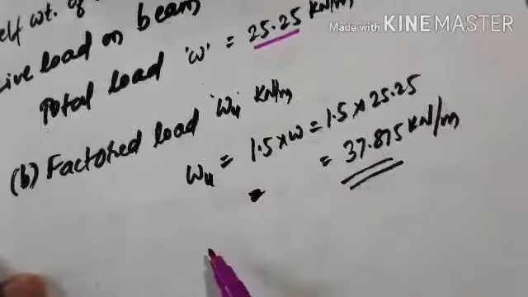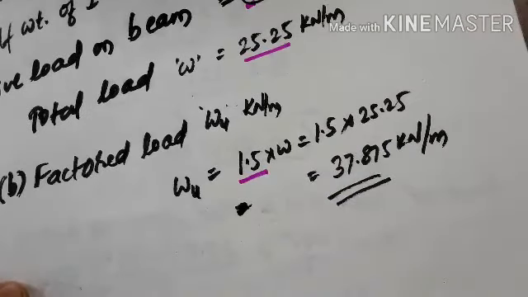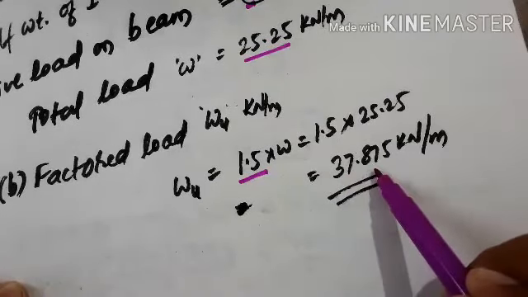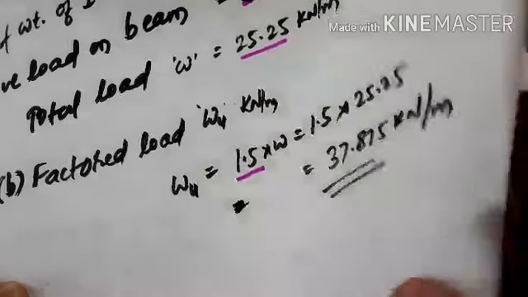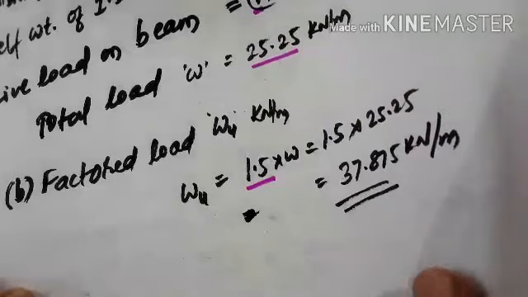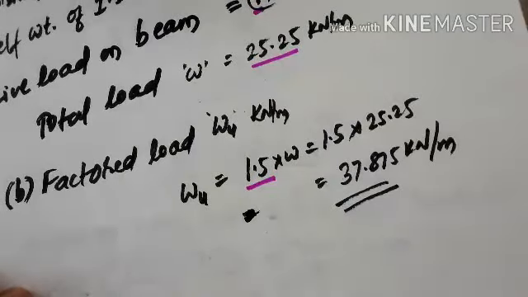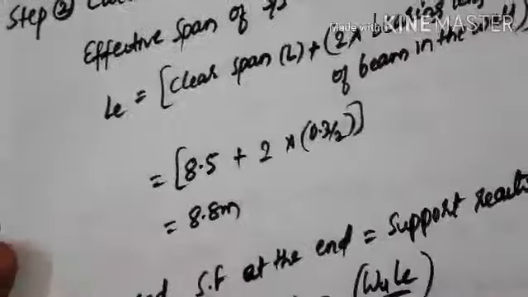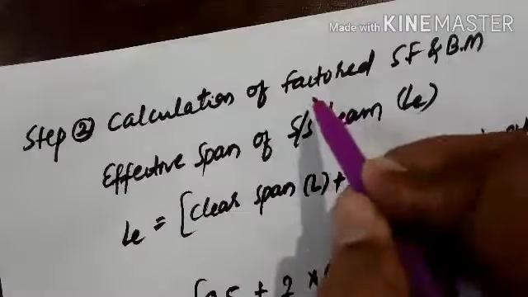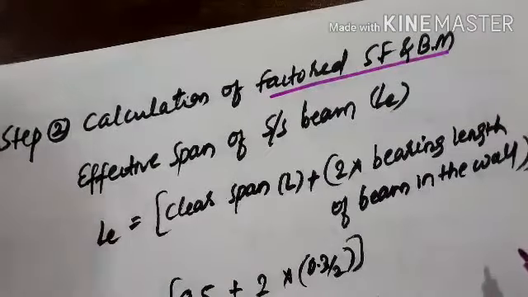Then the factored load will be obtained by multiplying it by 1.5. We get 37.875 kilonewton per meter. This is step number 1, that is calculation of load. Then in step number 2, you have to calculate the factored shear force and bending moment.